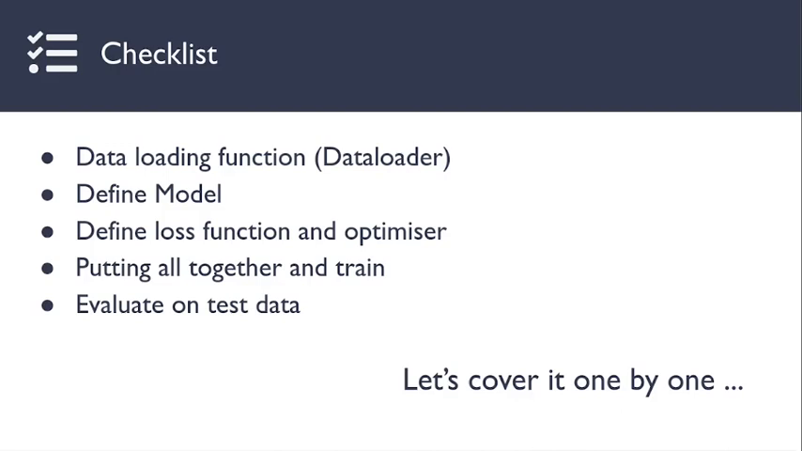The next thing is we have to define the CNN model architecture, and for this transfer learning approach we need to initialize it with pre-trained weights. Next we define loss function and optimizer, and then we put all these things together and train the models. And once it is trained, we evaluate it on the test data.